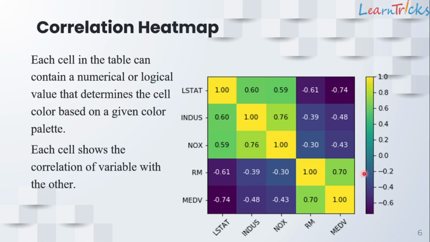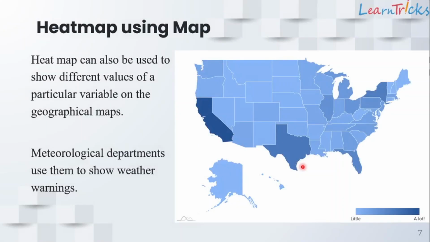So from observing this palette and this table, we can find out where the correlation is strong and where the correlation is weak, right? So again there is a next type, that is the heat map using a map, meaning the heat map using a geographical map, meaning we can show or visualize the values in the database using the map, again using a color palette, right? Like here it is written from a little to a lot, right?